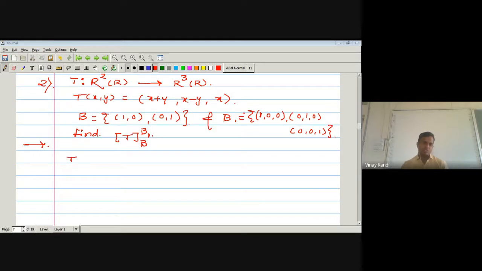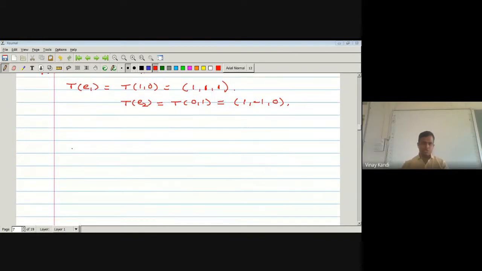Now, what is T of e1, which is equal to T of (1, 0)? It is x plus y, 1 plus 0, which is 1. X minus y, 1 minus 0 is 1. And the third coordinate is x, which is 1. T of e2 is equal to T of (0, 1). What is T of (0, 1)? x plus y is 1, x minus y is minus 1, and the x coordinate is 0.